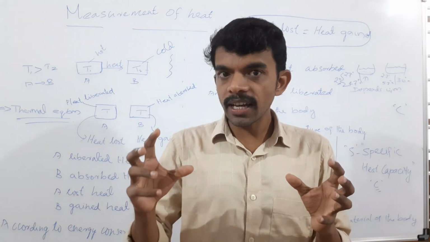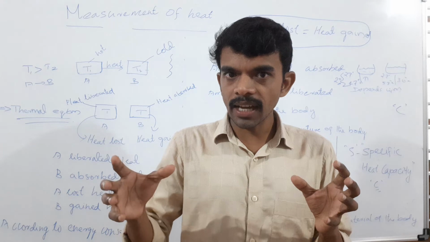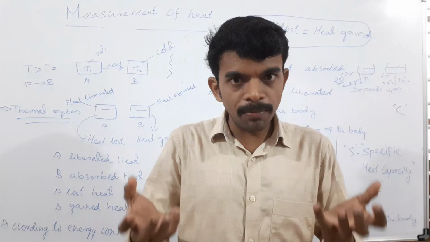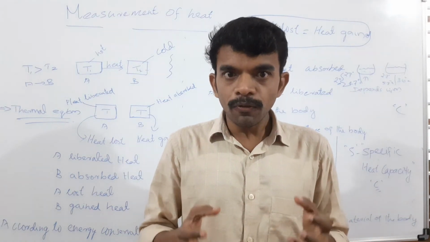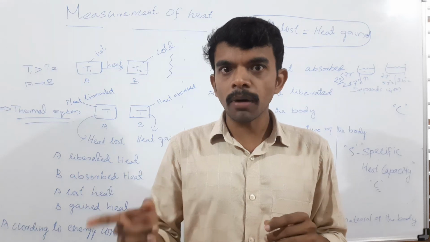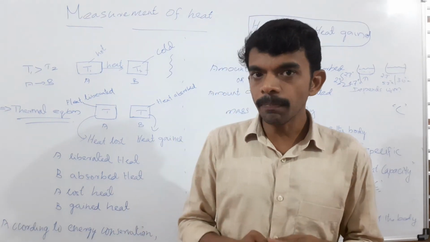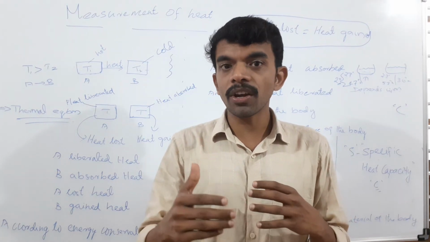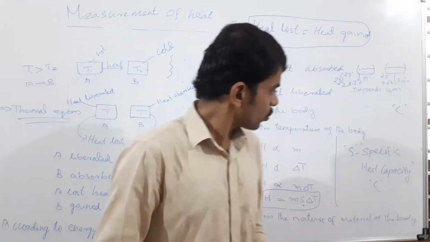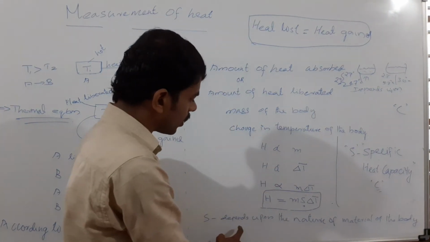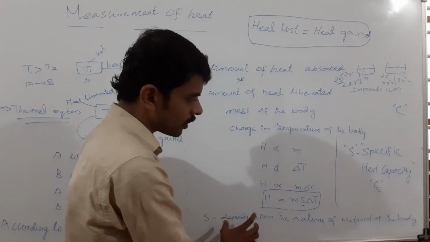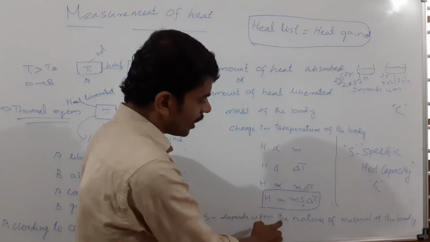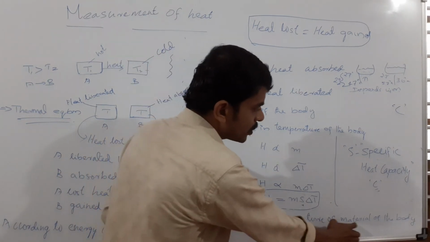Here the materials are different. One is iron and another is water. So when the material differs, the heat energy liberated or absorbed differs, even though the mass and change in temperature are the same. So S is the factor which influences the heat energy, and that is nothing but the nature of the material of the body.